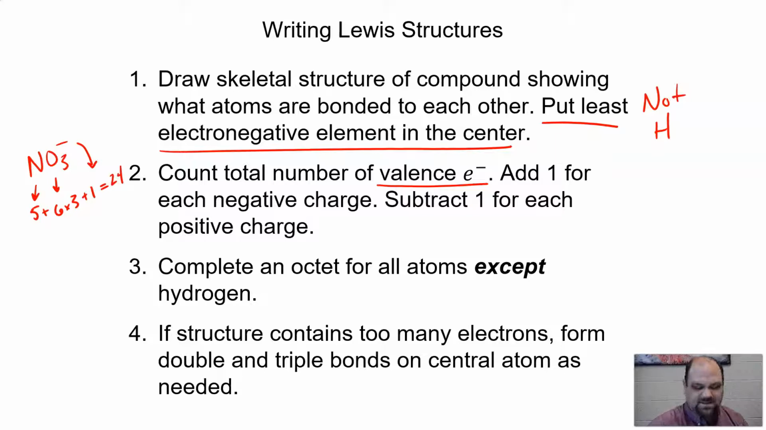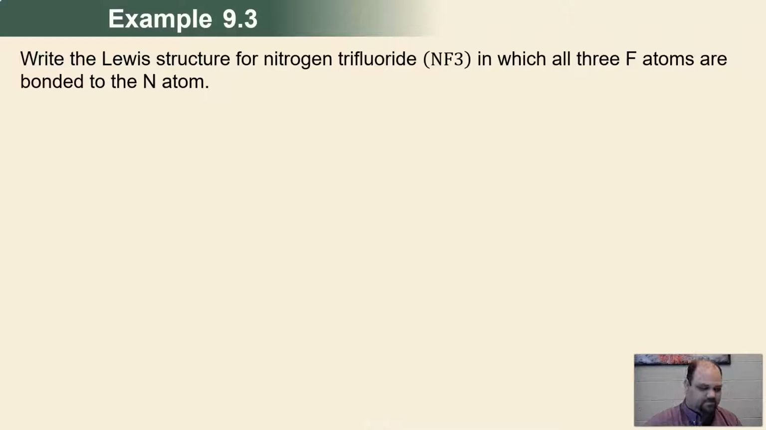Okay? Let's do several examples in a row to get us started. Draw the Lewis structure for nitrogen trifluoride, in which all 3 fluorine atoms are bonded to the nitrogen atom. This particular question gives us a little hint. It says all 3 are bonded to nitrogen. Fluorine is the most electronegative. Nitrogen is the least electronegative. And so I'm going to start this way.